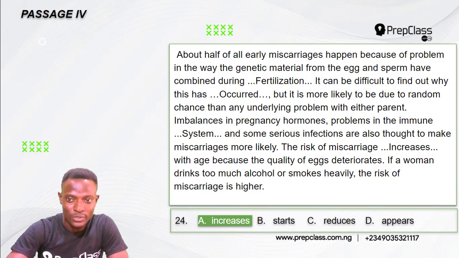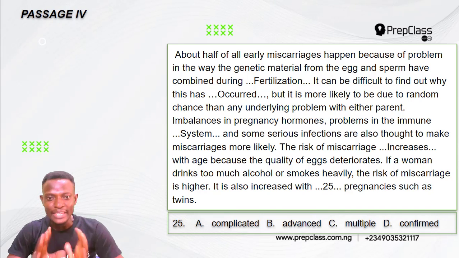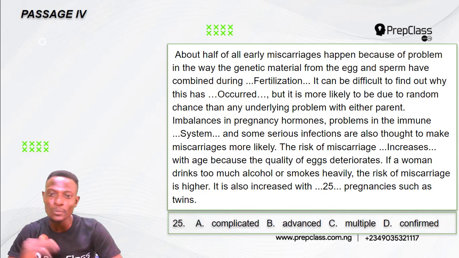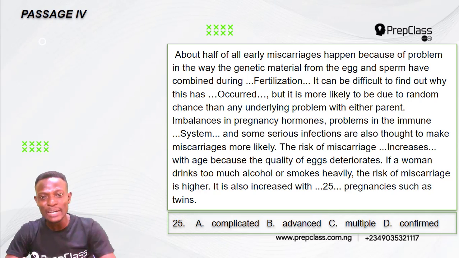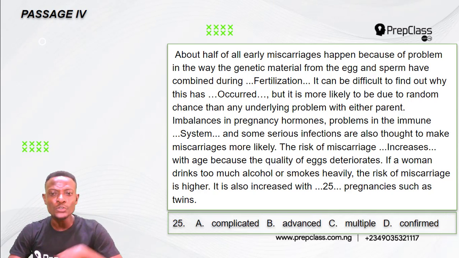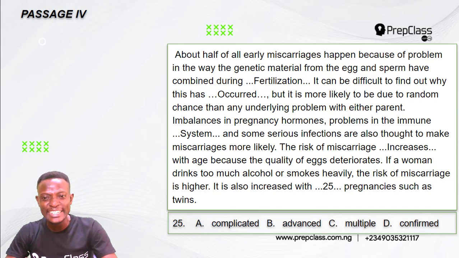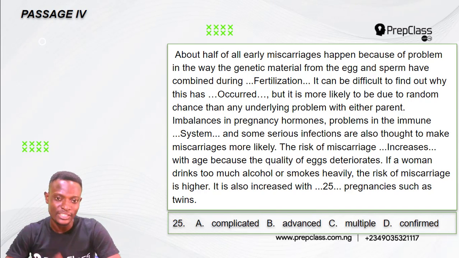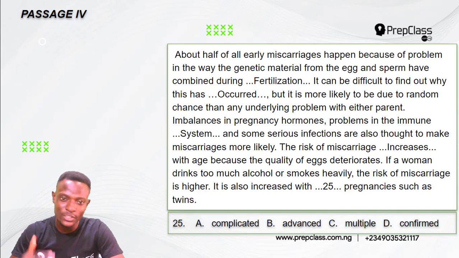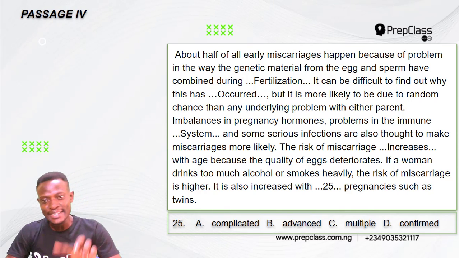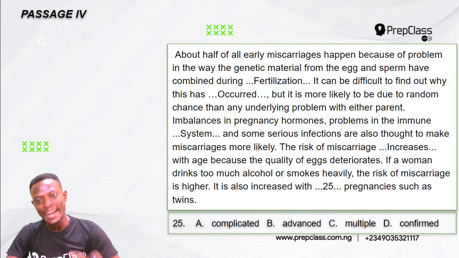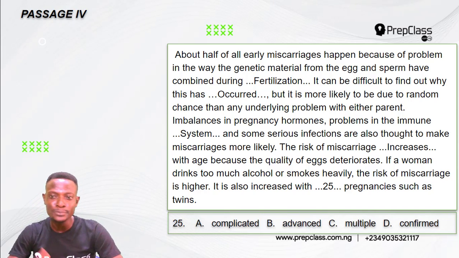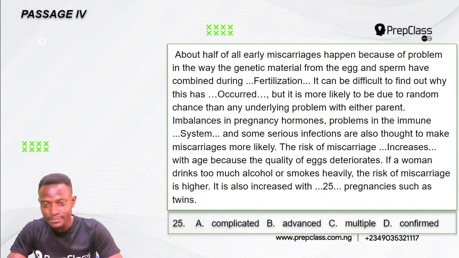Alright, moving on, question 25. If a woman drinks too much alcohol or smokes heavily, the risk of miscarriage is higher. It is also increased with dash pregnancies such as twins. A. It is also increased with complicated pregnancies such as twins. B. It is also increased with advanced pregnancies such as twins. C. It is also increased with multiple pregnancies such as twins. D. It is also increased with confirmed pregnancies such as twins.